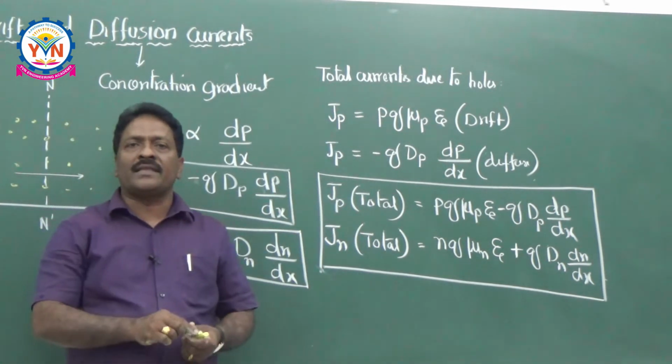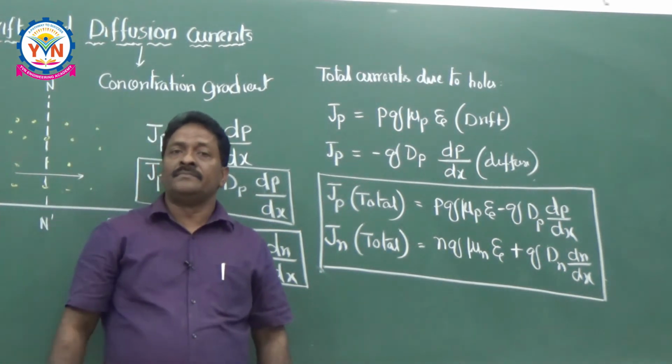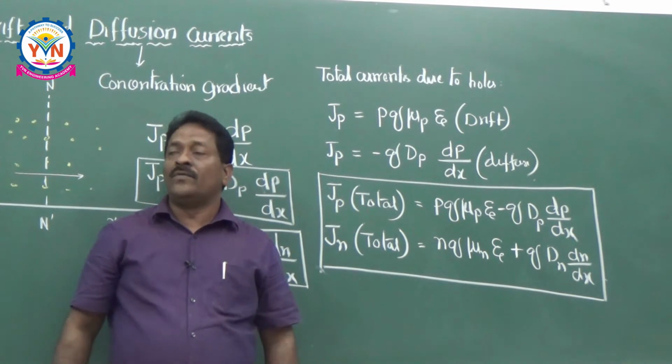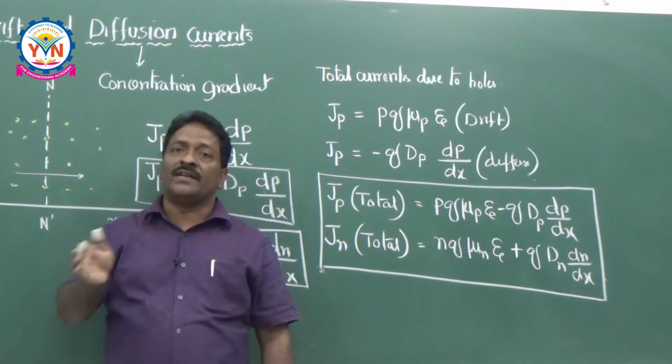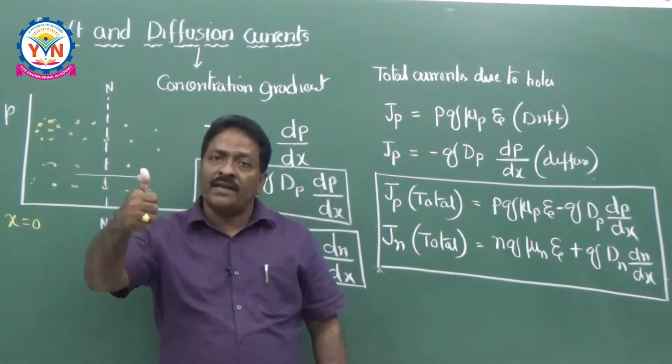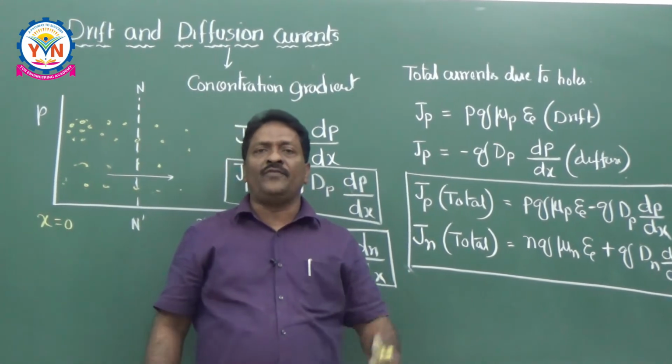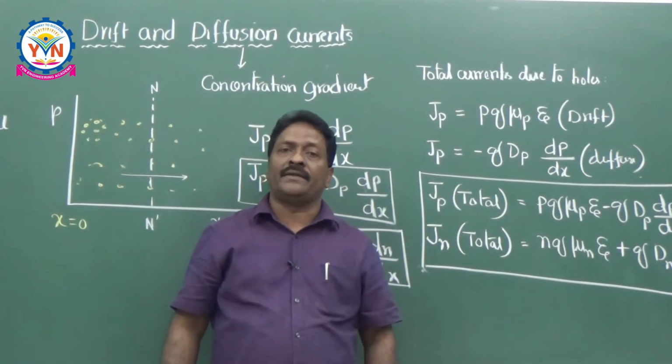So, finally, I can say in a semiconductor, there are two types of currents. One is the drift current, the other one is the diffusion current. Drift current is due to potential gradient, diffusion is due to concentration gradient.